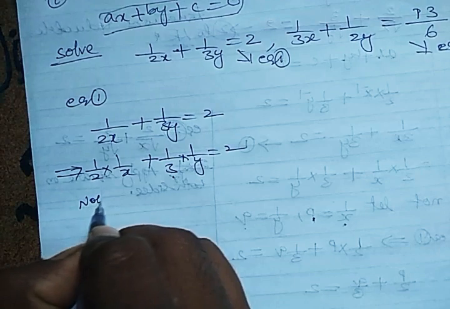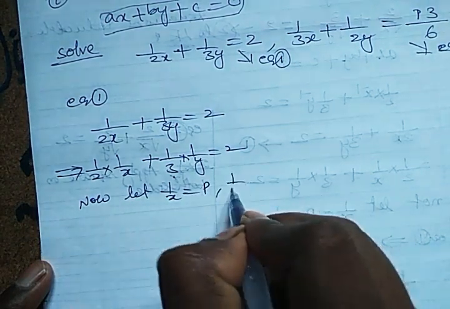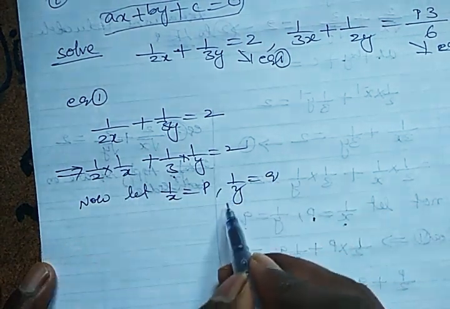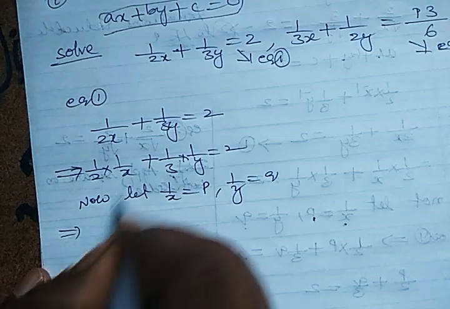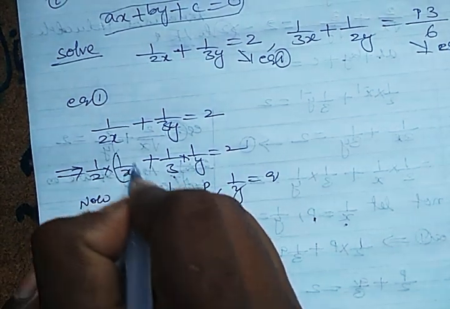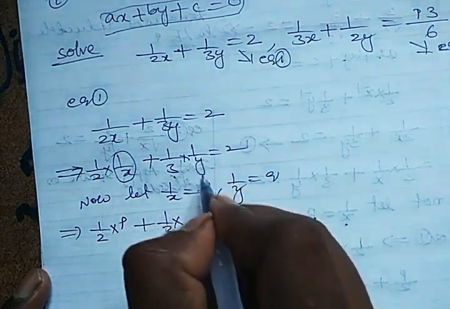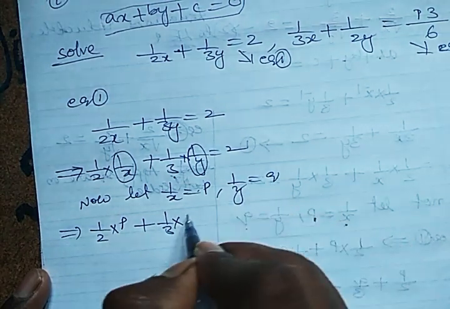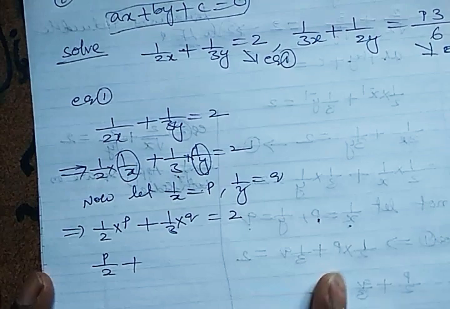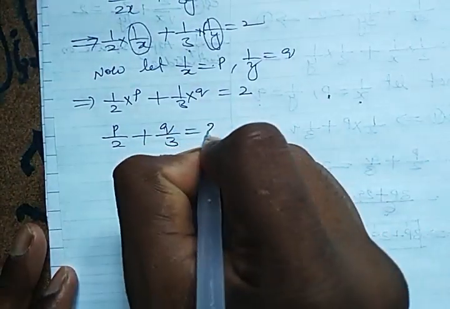Now let 1 by x is equal to p, 1 by y is equal to q. I am considering 1 by x and 1 by y as p and q. Now the equation becomes 1 by 2 into, in place of 1 by x I will write p, plus 1 by 3 into, in place of 1 by y I will write q, is equal to 2. Now it is p by 2 plus q by 3 is equal to 2.